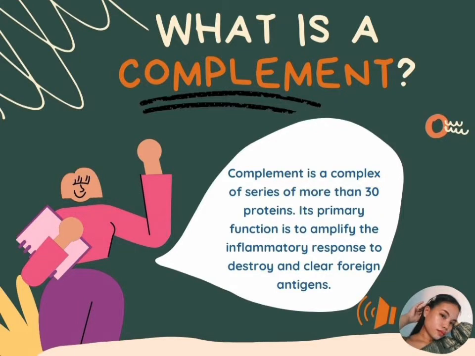What is a complement? Complement is a complex series of more than 30 proteins. Its primary function is to amplify inflammatory response to destroy and clear foreign antigens. These soluble and cell-bound proteins interact in a very specific way and have powerful abilities. In addition, complement has important housekeeping roles which recognize cellular debris such as apoptotic cells and immune complexes, tagging them for removal by innate immune cells.